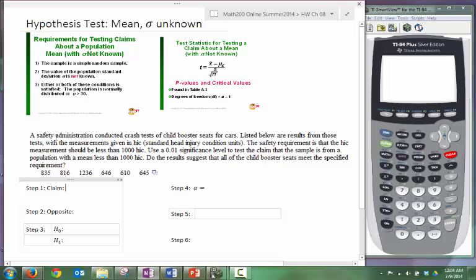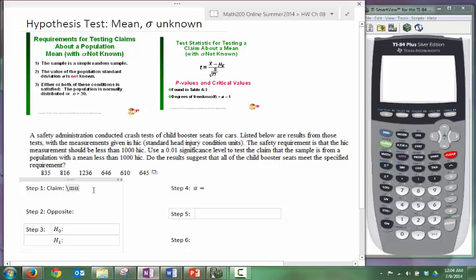So here's the statement. The administration conducted a crash test of child booster seats for cars. Listed below are the results for the test, measurements given in HIC. That's head injury condition. The safety requirement is that the HIC measurement should be less than 1,000 HICs. So we want a 0.01 significance level to test the claim that the sample is from a population with a mean that is less than 1,000. So this is a 1, 2, 3, 4, 5, 6, a very small sample. So we'll test our claim here.